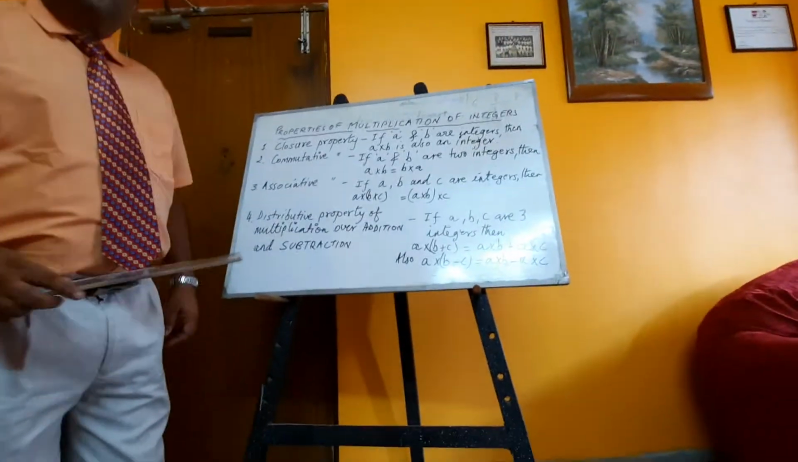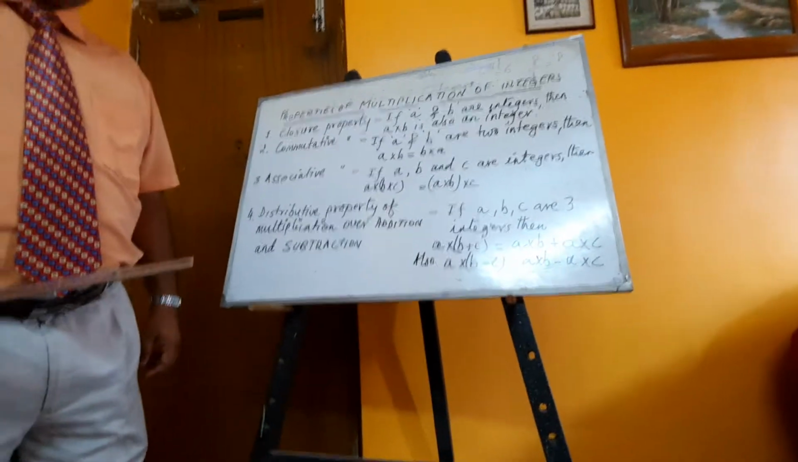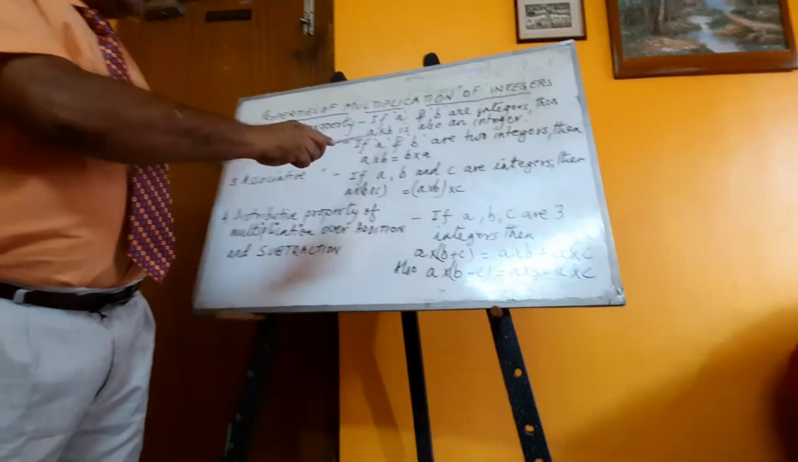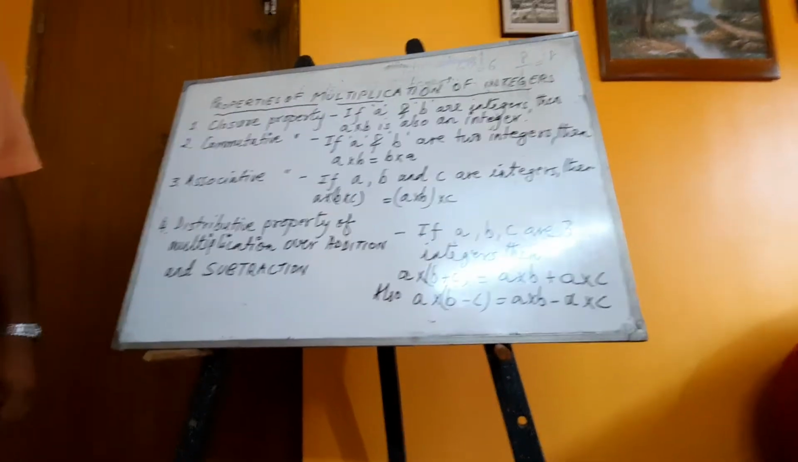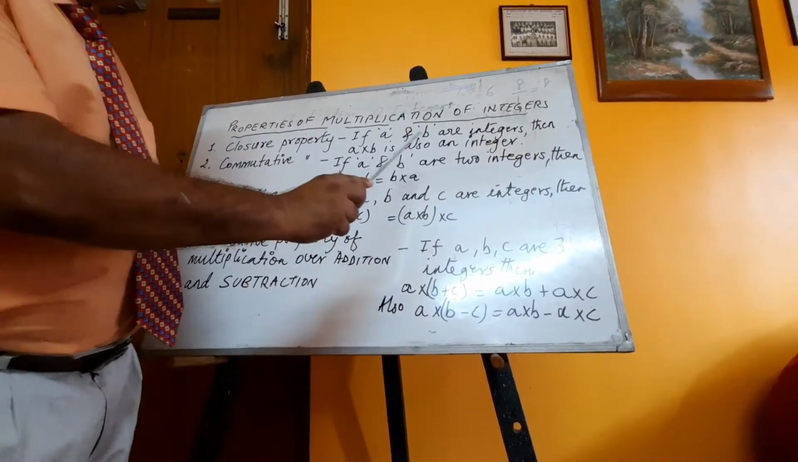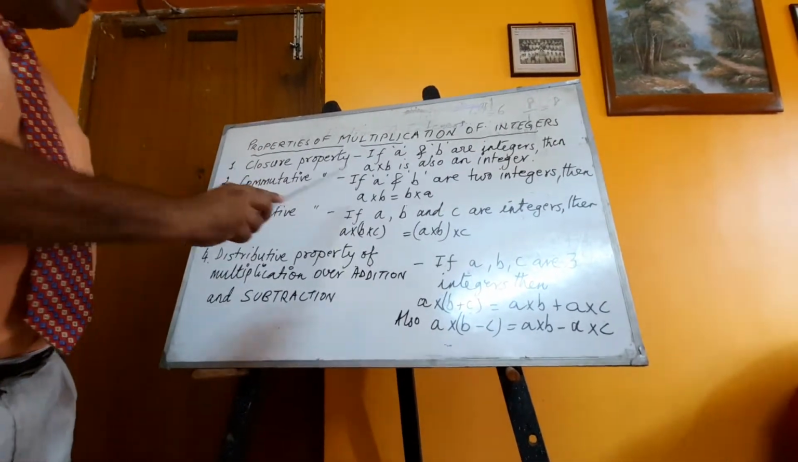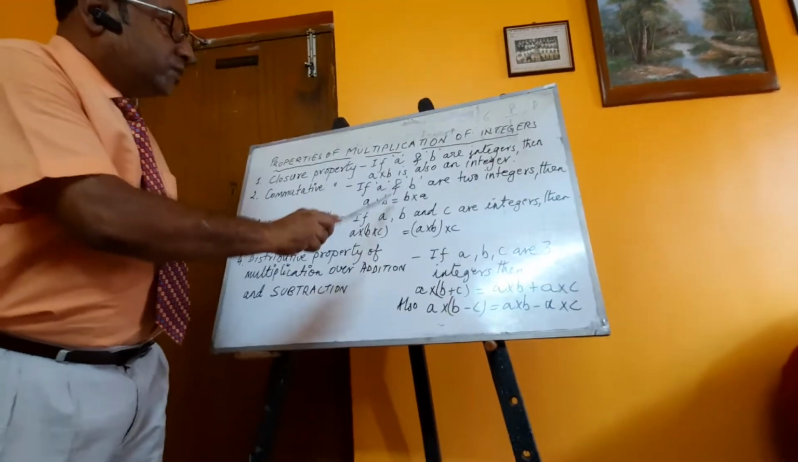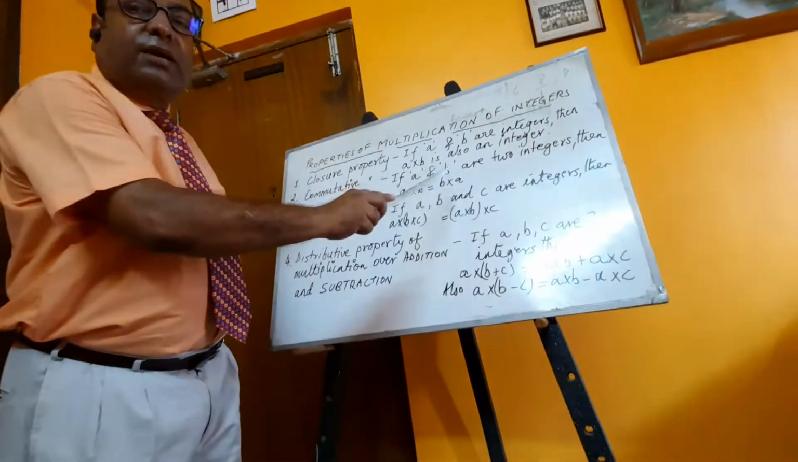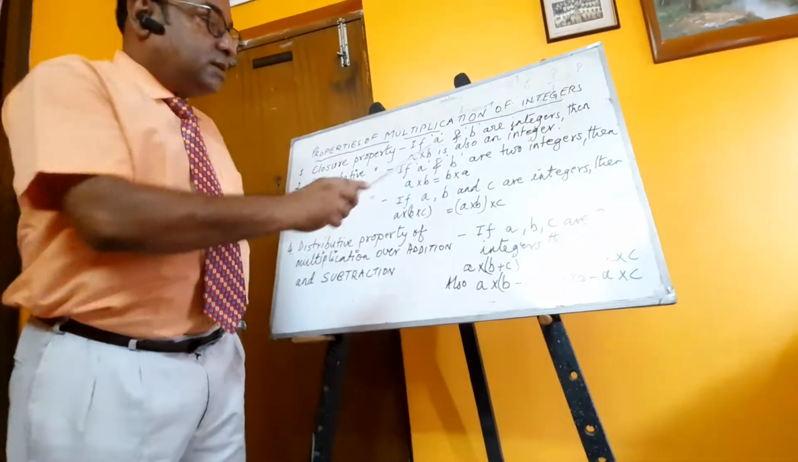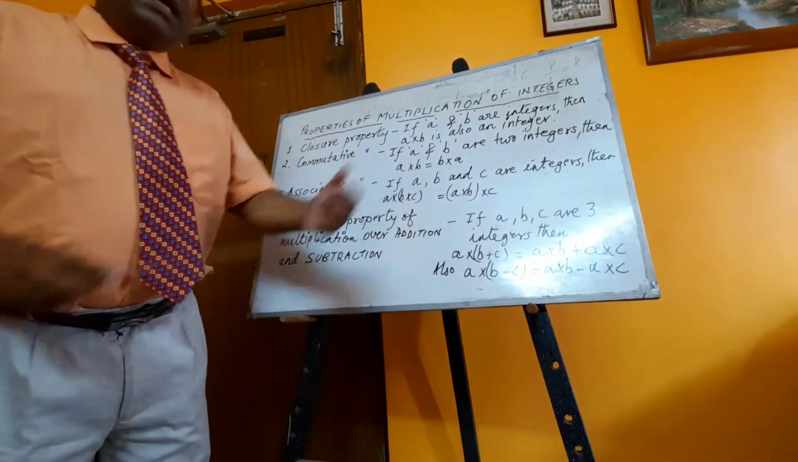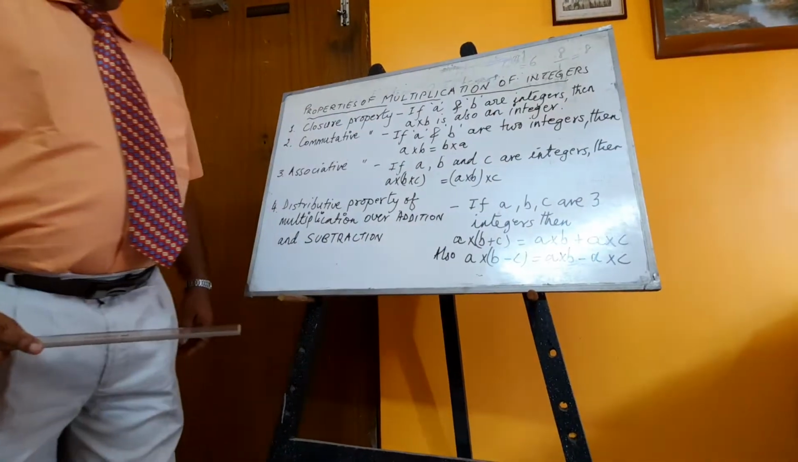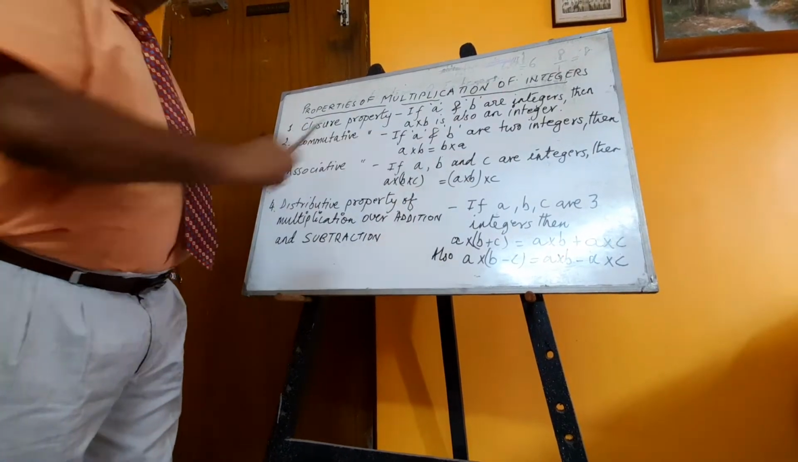We come to the next property, the commutative property. What does the commutative property say? It says if A and B are any two integers, then A multiplied by B is equal to B multiplied by A. Very simple. If 2 and 3 are the two integers, then 2 into 3 is also equal to 3 into 2. Because 2 into 3 gives you 6, 3 into 2 also gives you 6. Basically, it's the reverse of the integers on the right hand side of the equal sign, and both the sides are equal.